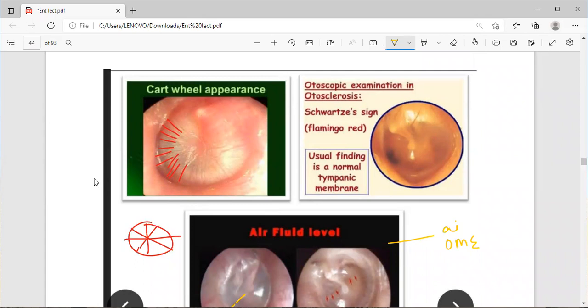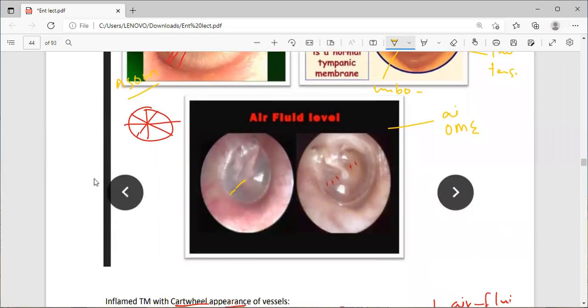Now this is Schwartz sign. Here you can see we are dealing with the Schwartz sign. This is basically the pars flaccida, and this is the pars tensa, and this is the umbo. Now you can see the Schwartz sign. There will be some hyperemia here, and flamingo red. And what is this cartwheel appearance? This we are dealing with acute suppurative otitis media.